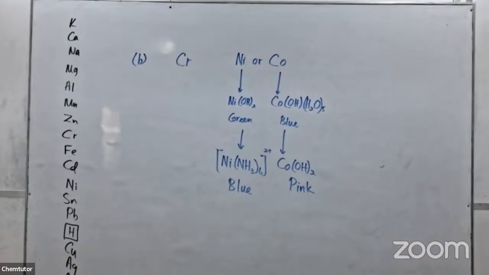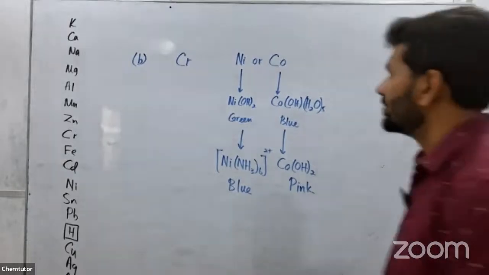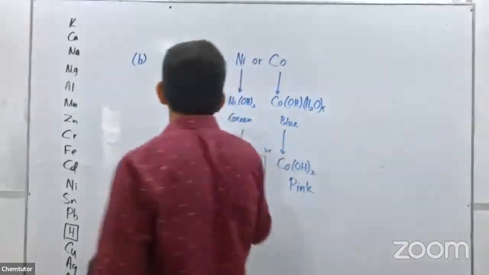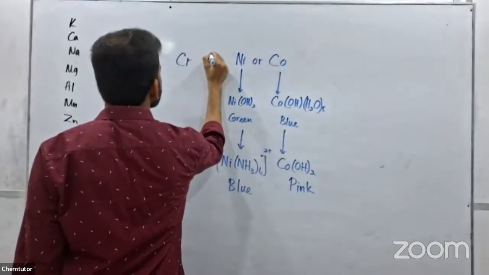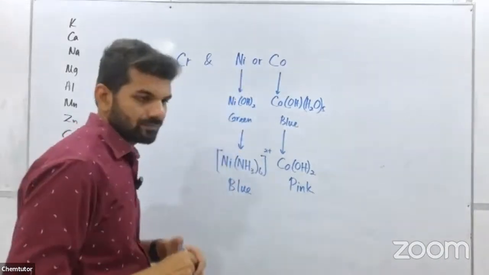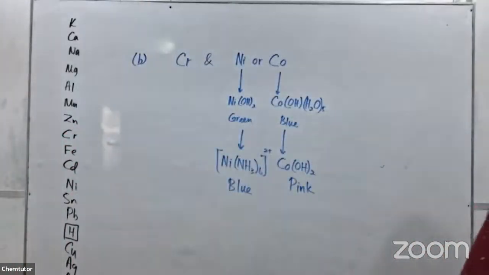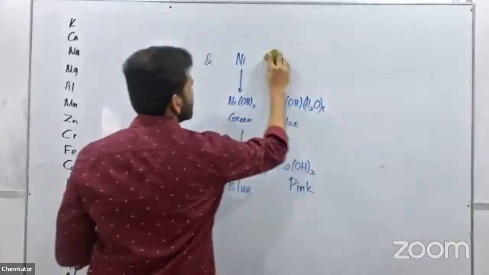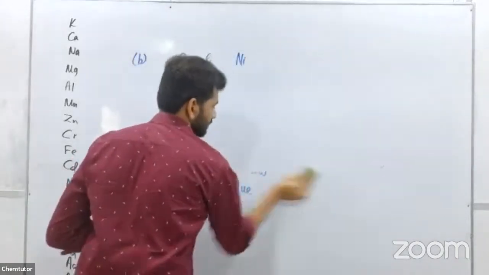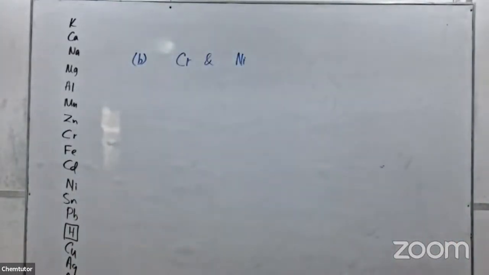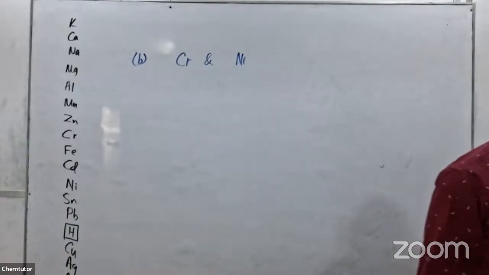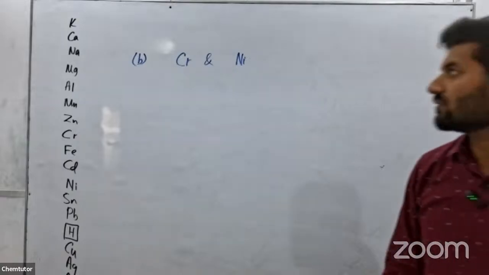Right. So those are the conclusions of each experiment. So identify the elements X and Y. So it is chromium and nickel, no? Chromium and nickel. Then C, give the electronic configuration of X and Y. So let's assume that X is chromium and Y is nickel.